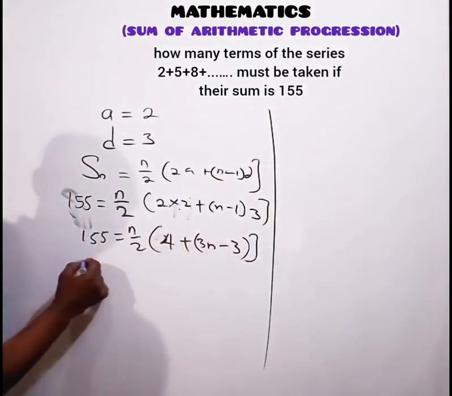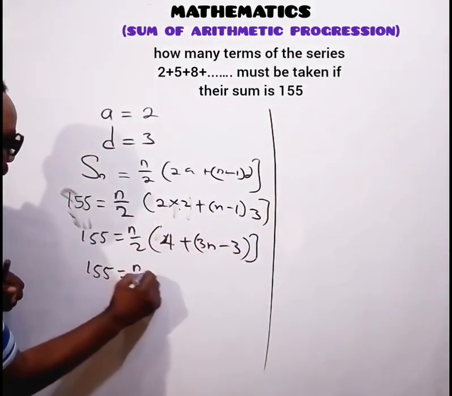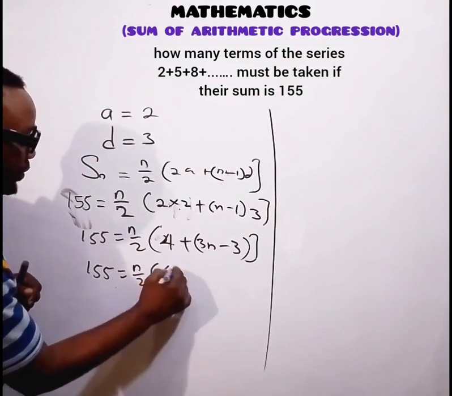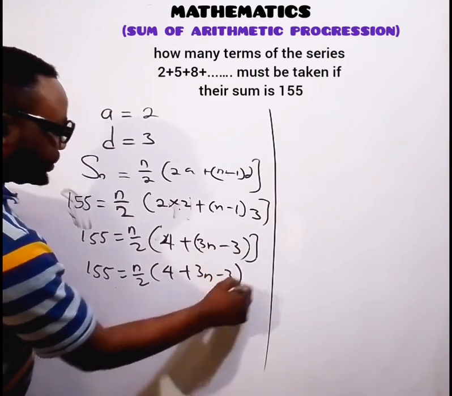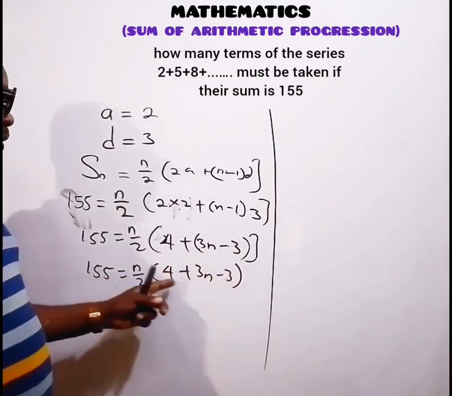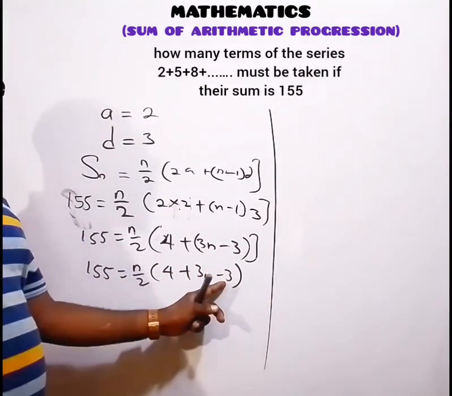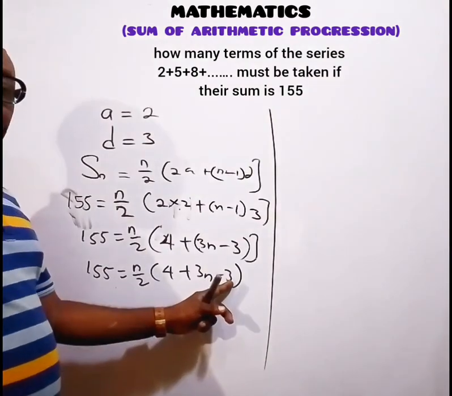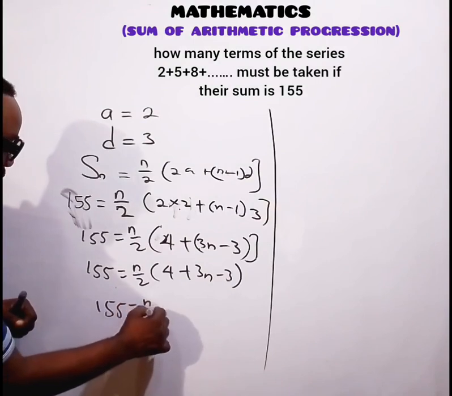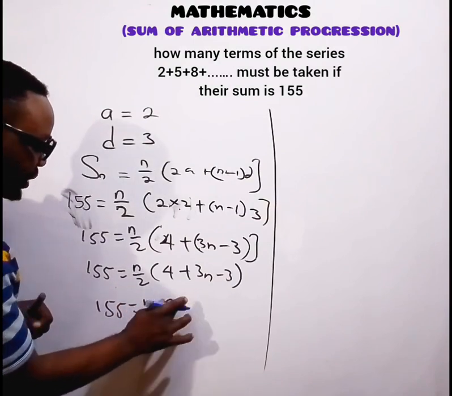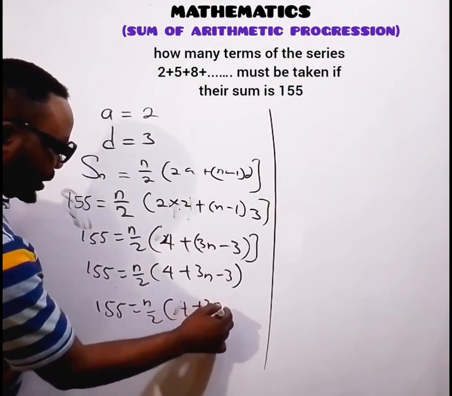Now we go ahead: 155 is equal to n over 2 into bracket. You can now open up this bracket: 4 plus 3n minus 3. If you look at it very well, the plus 4 and minus 3 are like terms. 4 minus 3 is equal to 1. So 155 is equal to n over 2 times 1 plus 3n.